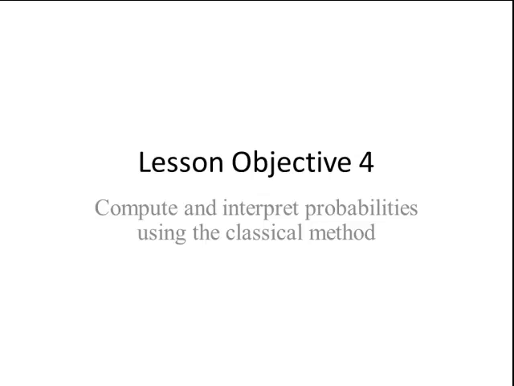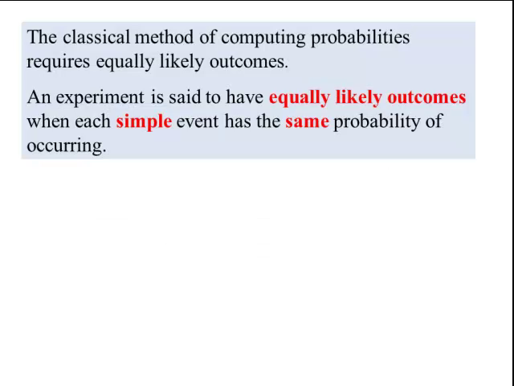Lesson objective number 4, using the classical method. The classical method of computing probabilities requires equally likely outcomes. An experiment is said to have equally likely outcomes when each simple event has the same probability of occurring.